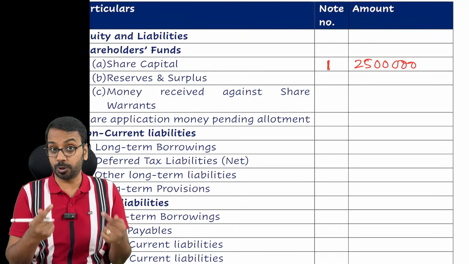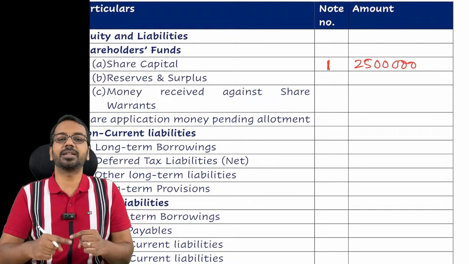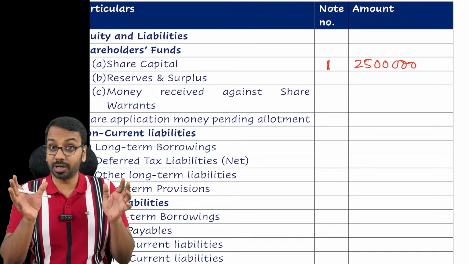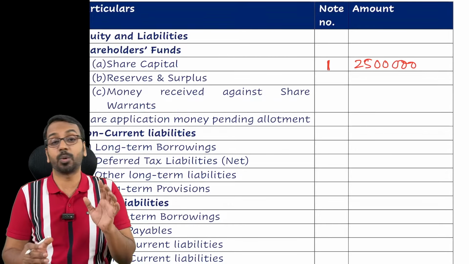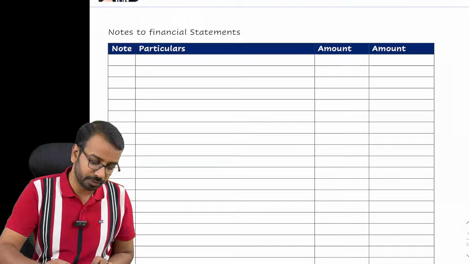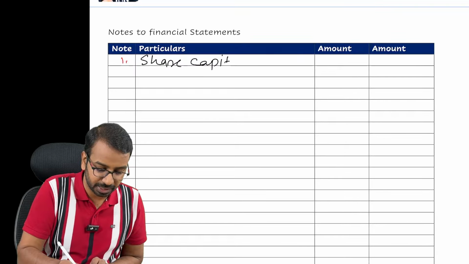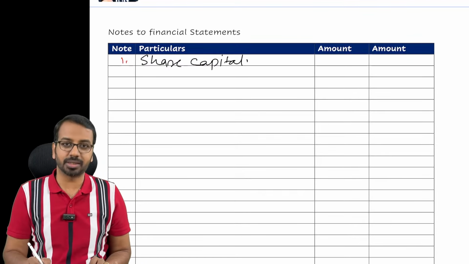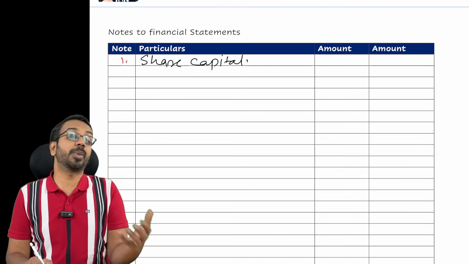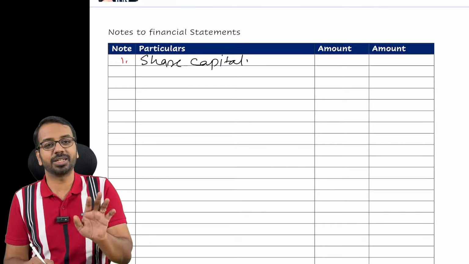Okay. This being the first question, maybe you are finding it slightly confusing, but as and when we follow this process of plotting the numbers in the financial statements, you'll find it much easier to plot the numbers. So share capital, note number 1, 25 lakhs. Now in the note number 1, you have share capital. Now as far as share capital related disclosures are concerned, you have to disclose authorized, issued and paid up capital. Now the question does not mention how much is authorized, how much is issued, how much is paid up. We'll assume everything is authorized, issued and paid up only.